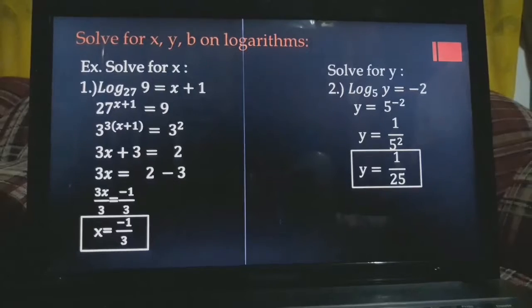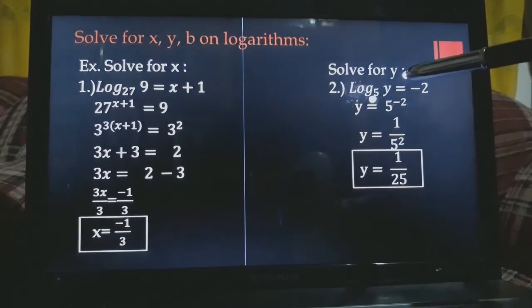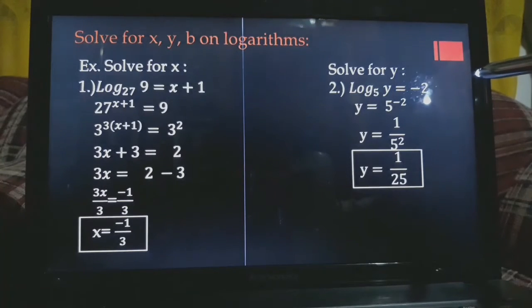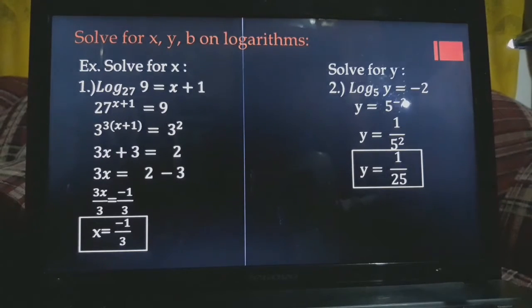Example number 2. Solve for y. Logarithm of y to the base of 5 is equal to negative 2. Convert again into exponential form. So it becomes y is equal to 5 raised to negative 2. When you have a negative exponent, we should reciprocal it, so it will become y is equal to 1 over 5 squared. When you reciprocal the negative exponent, it will become positive.